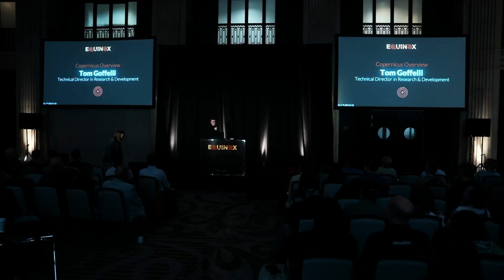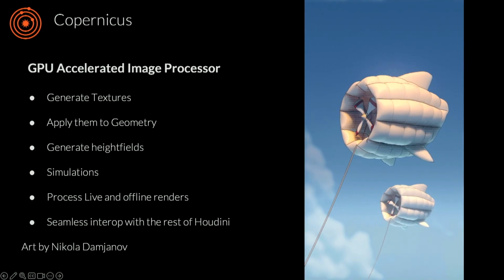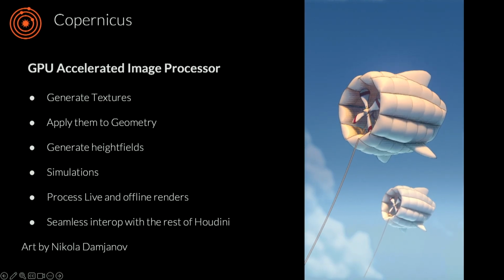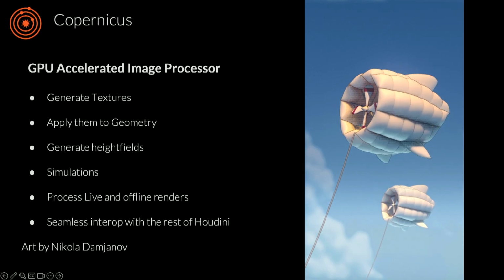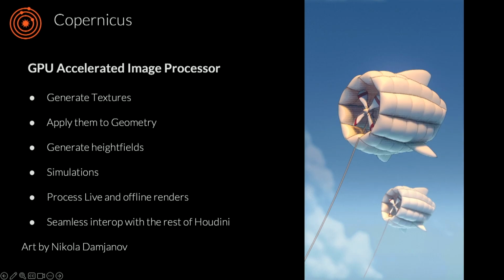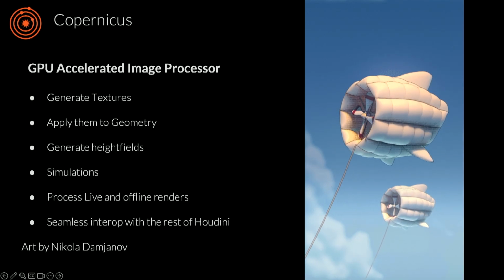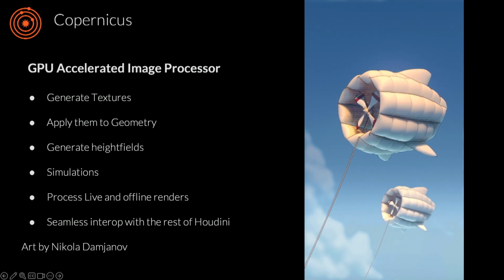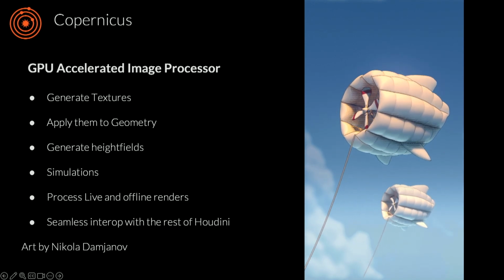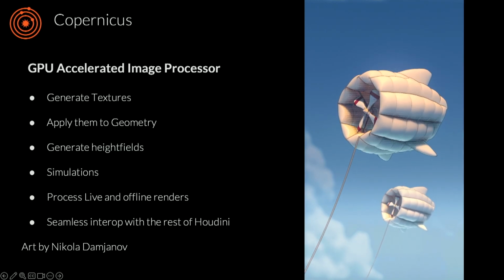Thanks, Jules. I'm Tom. I work in R&D at SideFX, and I'm here to talk about Copernicus, which is new in 20.5, and in 21 we made a bunch of improvements to it. So what is it? It's a GPU accelerated image processor. So it lets you do a bunch of things that I've listed here, and I'll go into detail about it later, but essentially you can generate textures and materials, apply them to your assets, generate terrain, simulate stuff, process live and offline renders, and then obviously because it's built inside of Houdini, it interoperates with the entirety of the software.